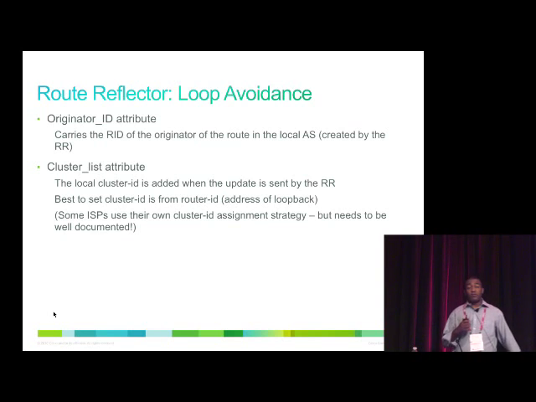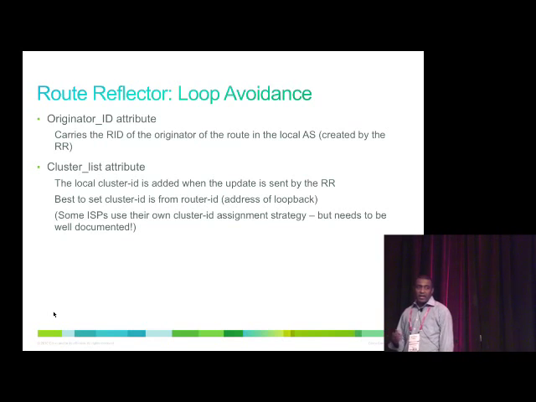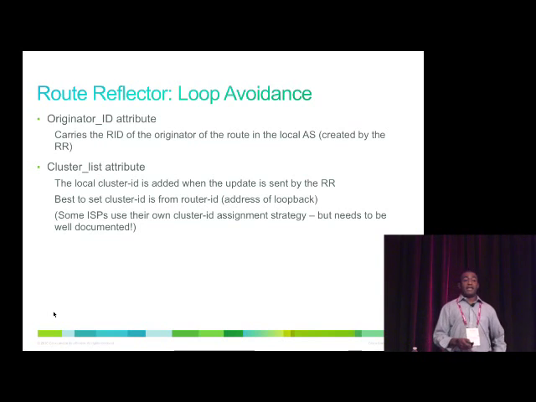So now with the route reflector, how do we avoid looping? It uses originator ID and cluster list. When a route reflector receives a route and sends an update to another peer, it will append its own cluster ID and send it. So if that router receives the same cluster ID, then it will drop it. So it uses the cluster ID in the cluster list to detect loops.